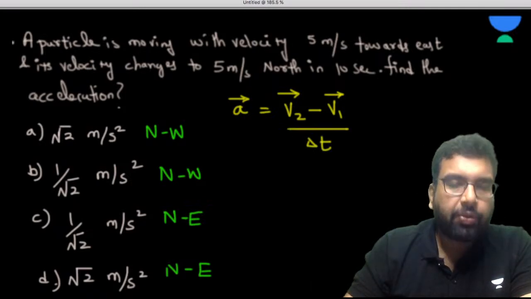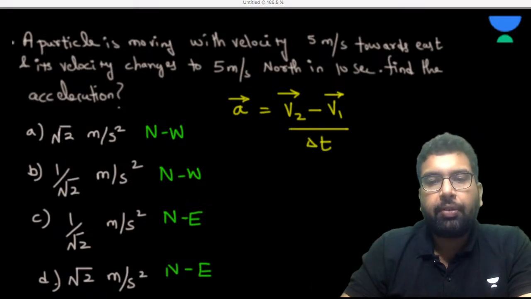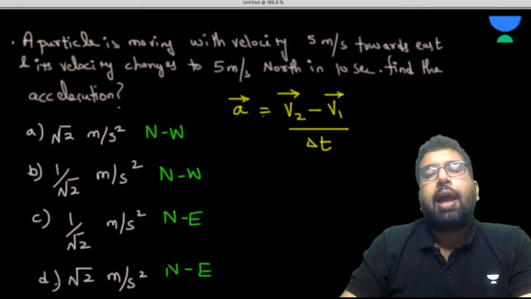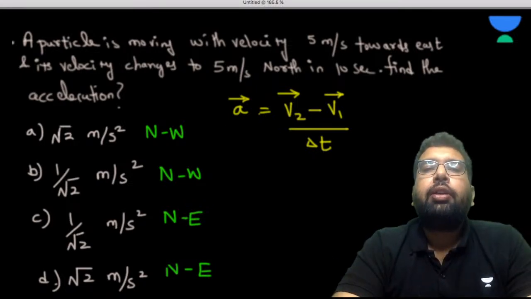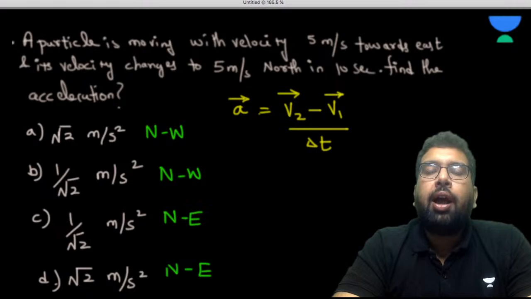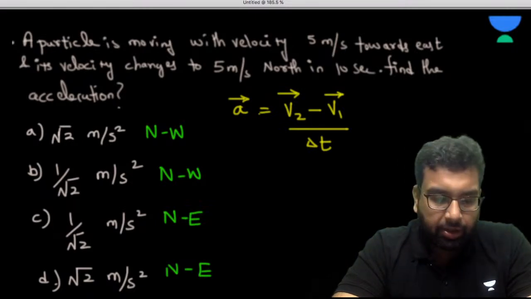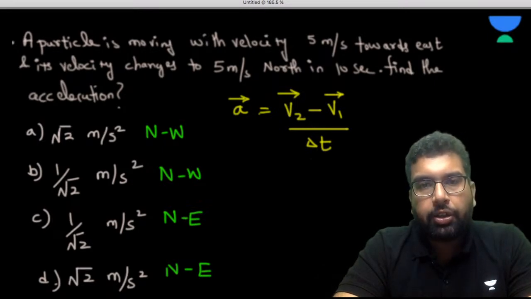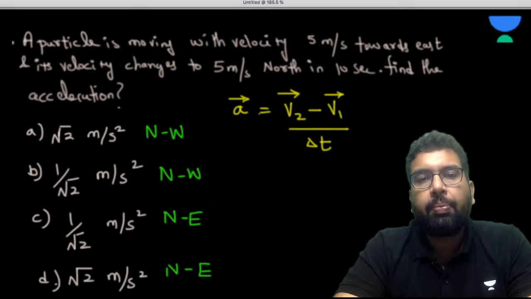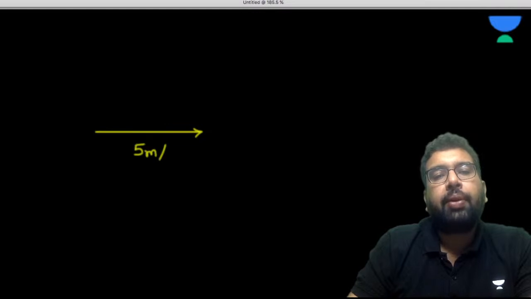Do we have any confusion in this? Do we believe this? Yes or no? Acceleration is given by change in velocity upon change in time. That means the final velocity minus initial velocity upon change in time. So it says the particle is moving with velocity 5 meter per second towards the east. So it is moving like this, 5 meter per second. This is your initial velocity vector.